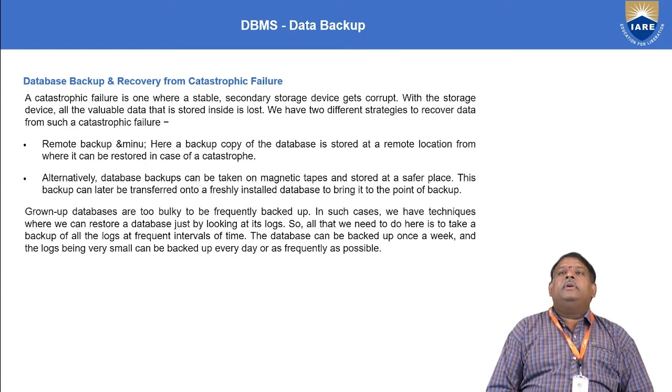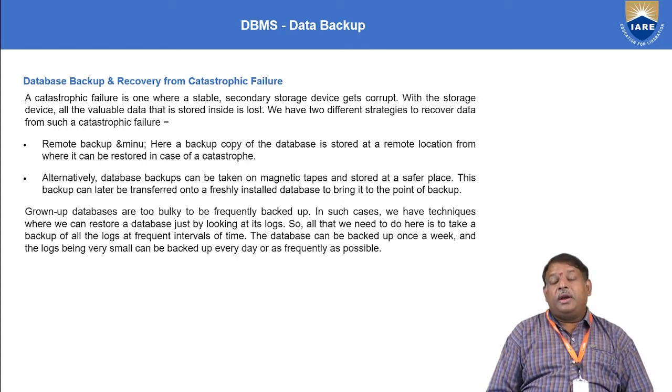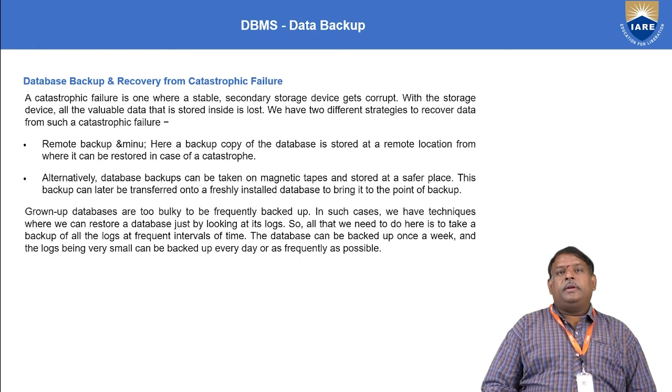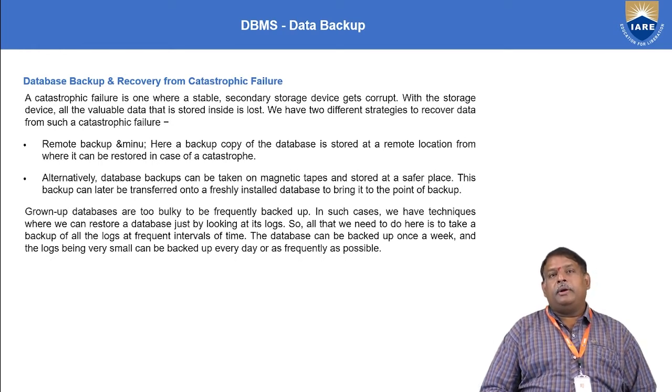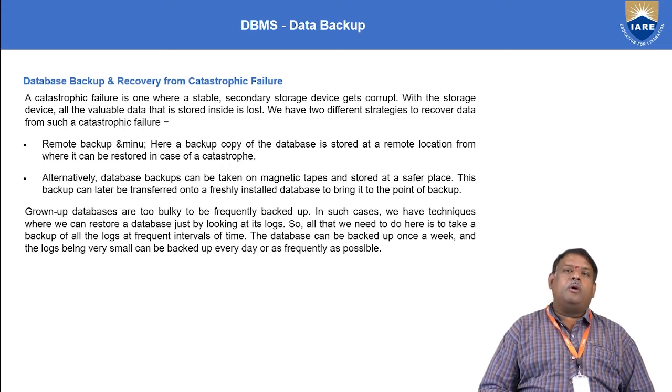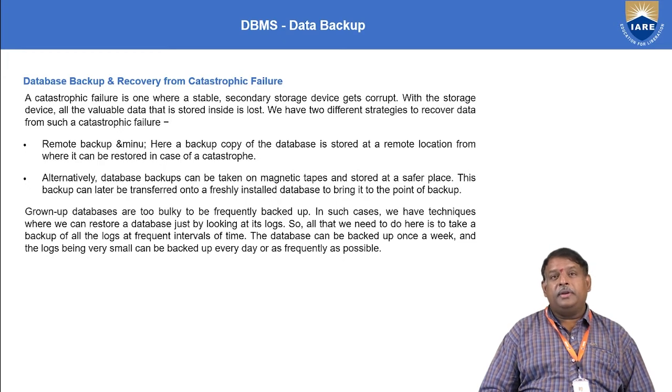We have two different strategies to recover data from such a catastrophic failure. Remote backup. Here, a backup copy of the database is restored from the remote location in case of catastrophic failure. So, suppose you have a backup at a remote location, immediately you can switch to the data from the remote location.